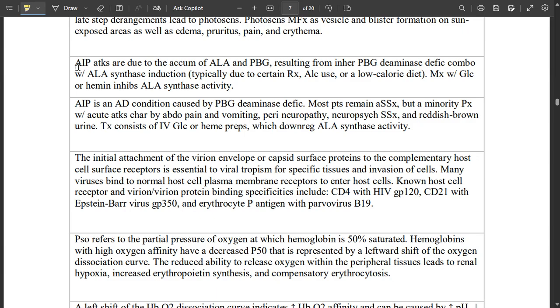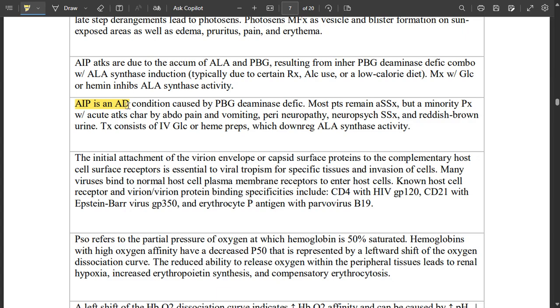So to treat acute intermittent porphyria, glucose is given, 10% dextrose can be given, or hemin is generally used, which inhibits ALA synthase. Induction of ALA synthase results in PBG accumulation and ALA accumulation. So ALA accumulation can be inhibited by giving hemin. Okay. Acute intermittent porphyria.